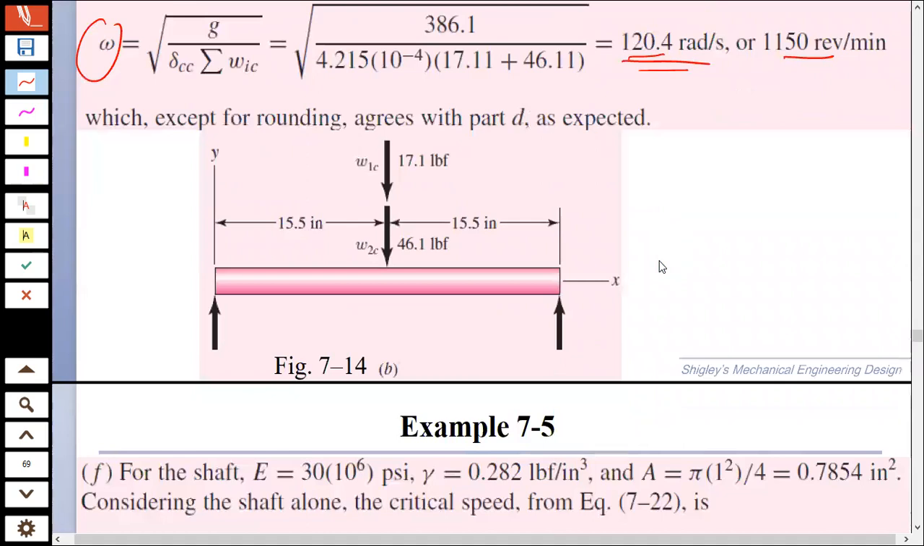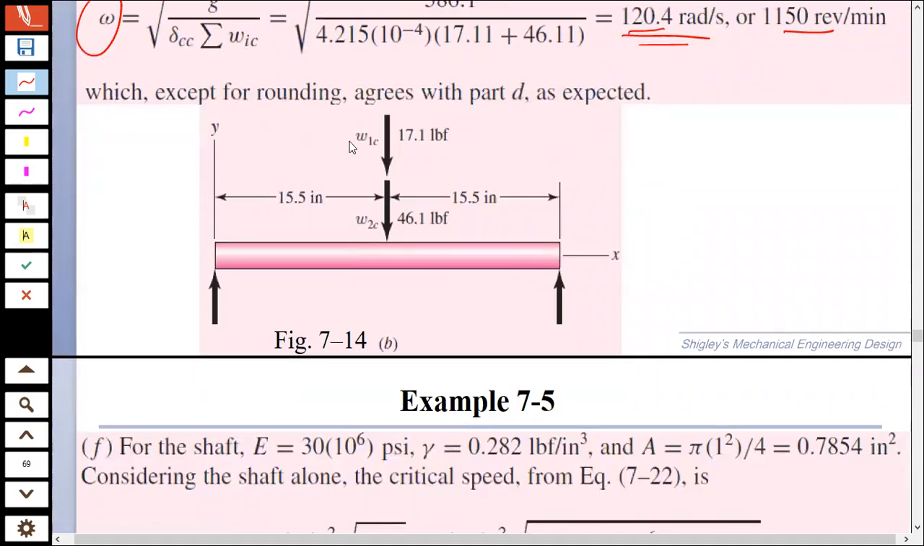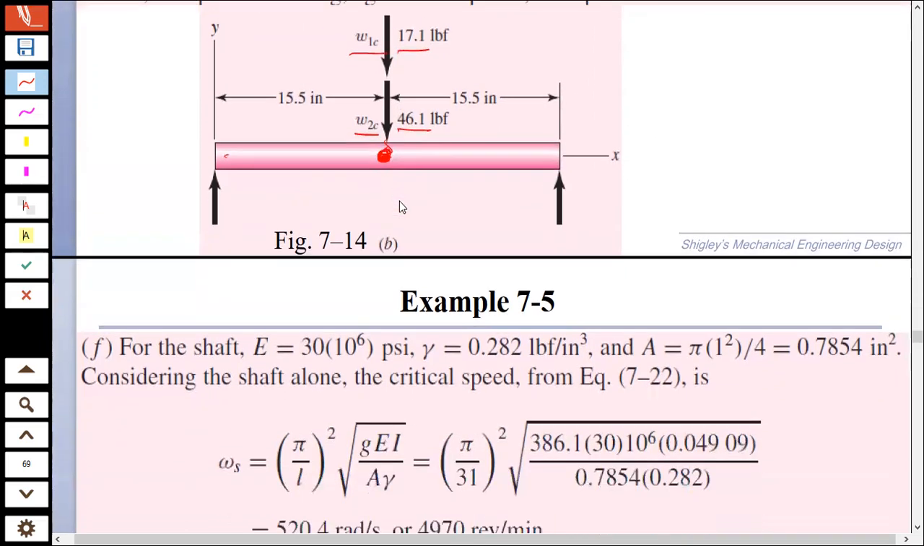Alright. He again says that superimpose both the loads on each other. So let's see, for superposition what will we do? We will take the loads at the very center, both the loads at the very center. So one was 17.1 pound force and 46.1 pound force. Okay. Taking both, W1C and W2C, we will superimpose that and put it at the center.